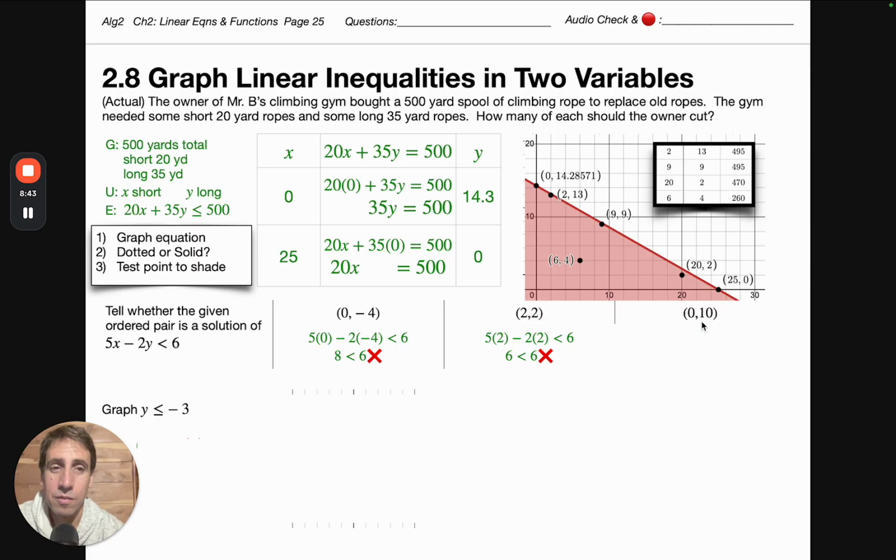0, 10. Plug it in. 5 times 0 is 0. -2 times 10, which is -20. Is -20 less than 6? The answer is yes. The answer in these kinds of questions, it's not a number, it's either a yes or a no.